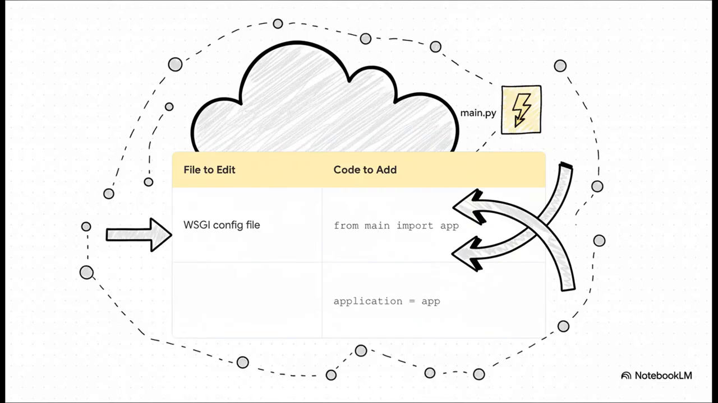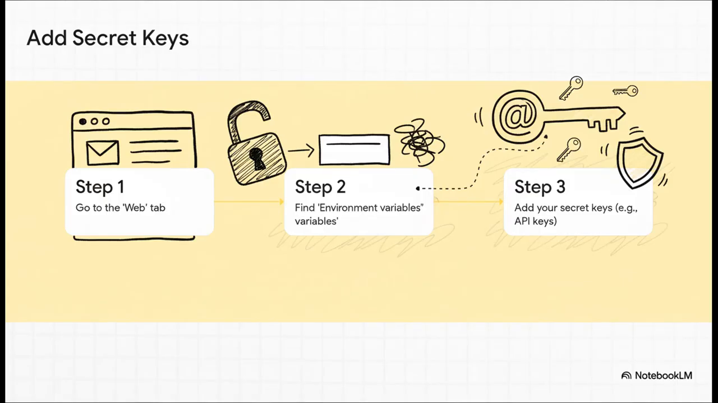So to make that connection, you'll go back to the Web tab and find the link to your WSGI configuration file. All you have to do is edit it and add these two little lines of code. Assuming your main file is main.py and your FastAPI instance is called app, this code tells the server exactly where to find it. And one more really critical piece.